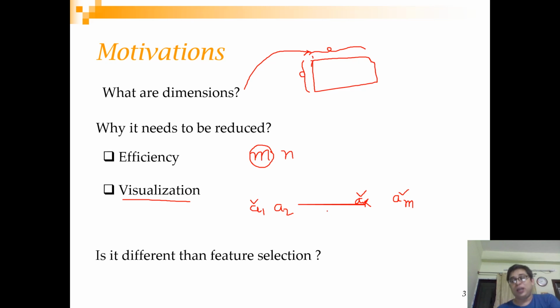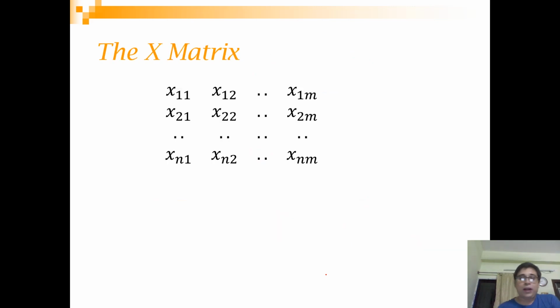In case of dimensionality reduction, you do not deal with A1, A2, AM anymore. Rather, you create a new set of features, which I will call Z1 to Zp. Now this p should be much less than M. However, please note that feature selection deals with original features, whereas in dimensionality reduction techniques, you work on a newly transformed feature space.